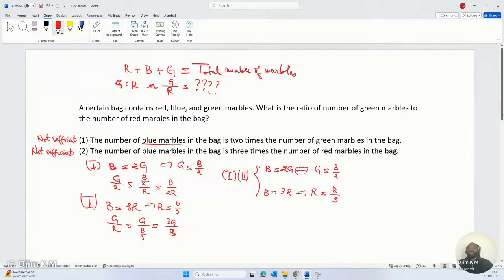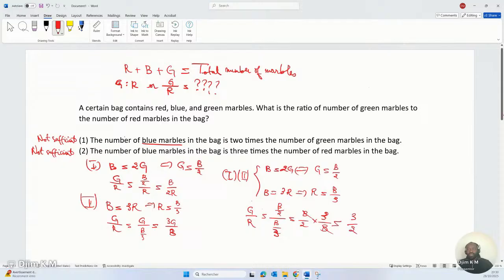We now have the values of G and R in terms of B, and we are looking for G over R. We can replace G with B over 2, and R with B over 3. So that will be B over 2 times 3 over B. We can simplify this. It will be 3 over 2.